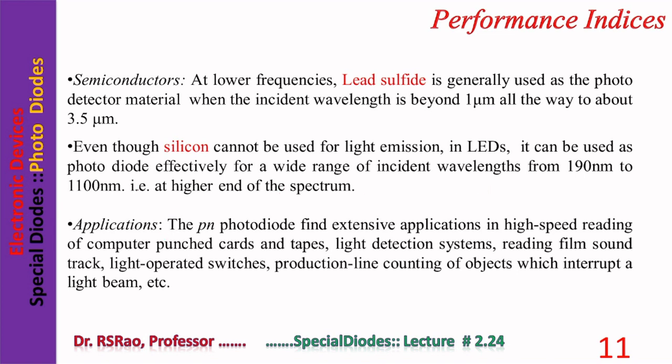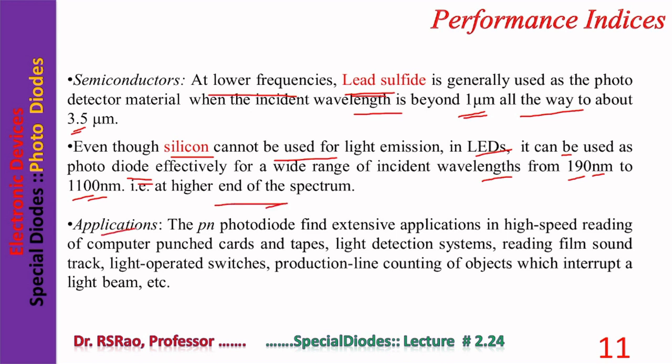What materials are used for their fabrication? At lower frequencies, lead sulfide is generally used, when incident wavelength is beyond 1 micrometer all the way to about 3.5 micrometers. Even though silicon cannot be used for LEDs, it can be used for photodiodes. Effectively, for a wide range of incident wavelengths from 190 nanometers to 1100 nanometers at the higher end of the spectrum.